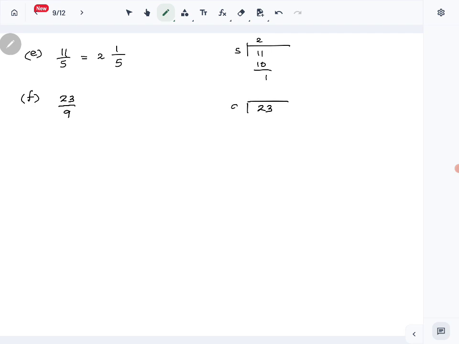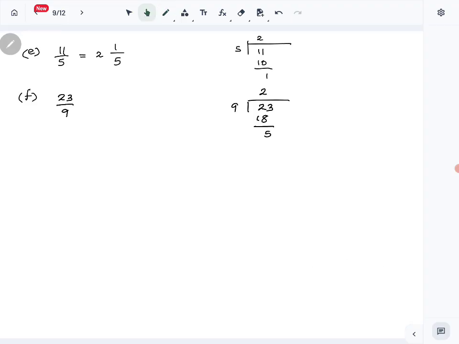So 23 over 9. How many 9's inside of 23? 2. So 2 into 9 is 18. 23 minus 18 is 5. Right. So the quotient is our whole number part of the mixed number, which is 2. The numerator is always the remainder, which is 5, over the divisor, which is the denominator, right? So there's the answer for this one, right?